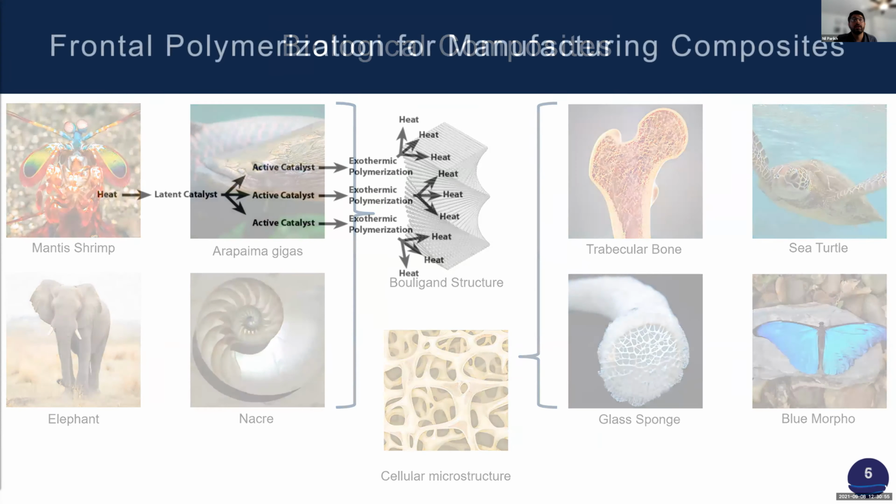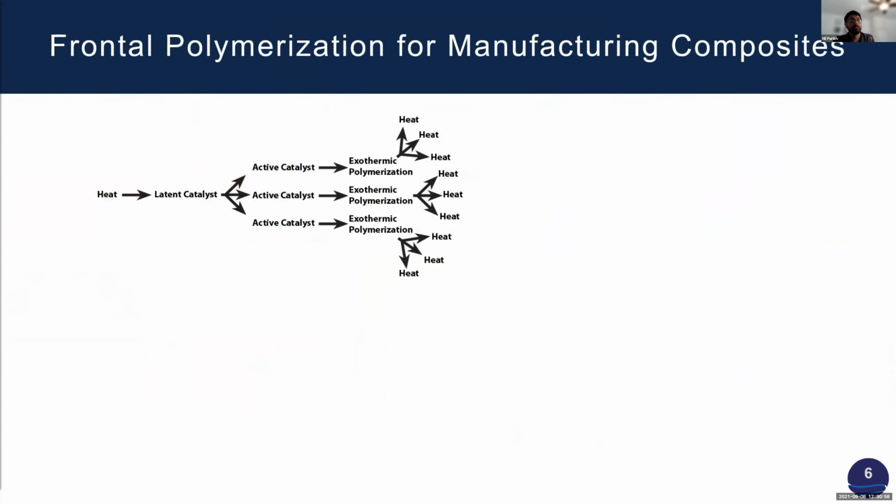However, we do have to look at a new curing scheme in order to actually realize this 3D printing. And in order to enable this rapid curing, a method that's garnered significant interest is frontal polymerization. So this reaction occurs when heat is introduced to a latent catalyst, which activates it and results in an exothermic polymerization, which releases subsequent heat. And that cycle continues on and on until all the catalyst has been exhausted.